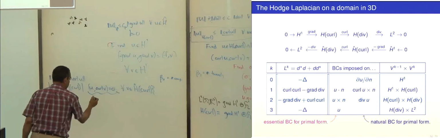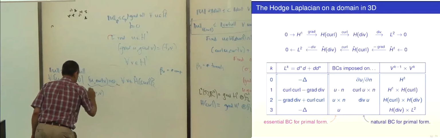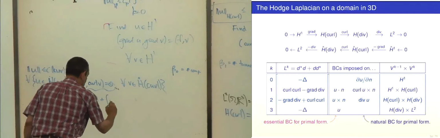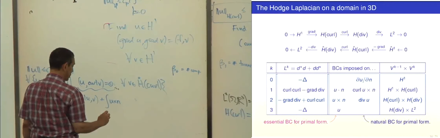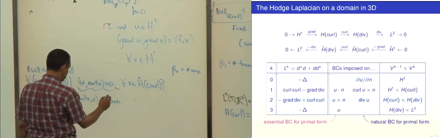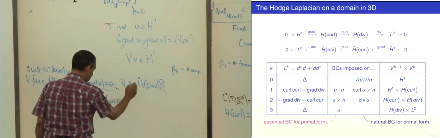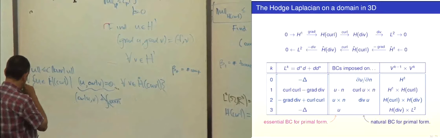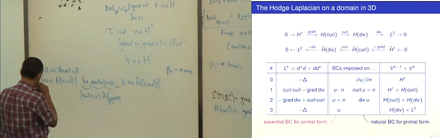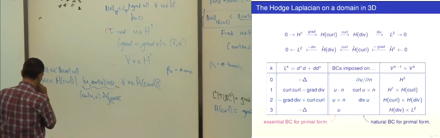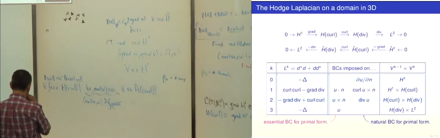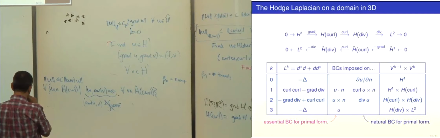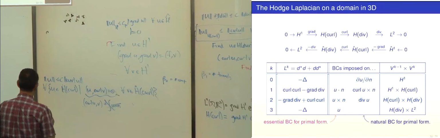This thing, if we integrate by parts, we get curl U times V plus the integral over the boundary of U cross N. That goes away, right? This goes away because we have V in H0 curl. No, I am confused. What am I doing wrong here?